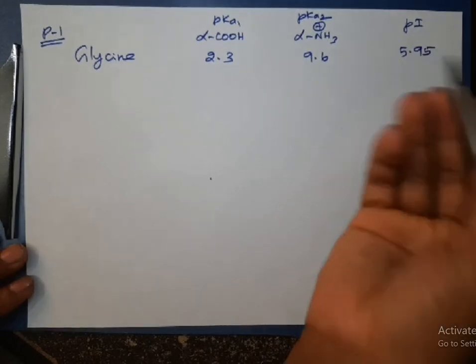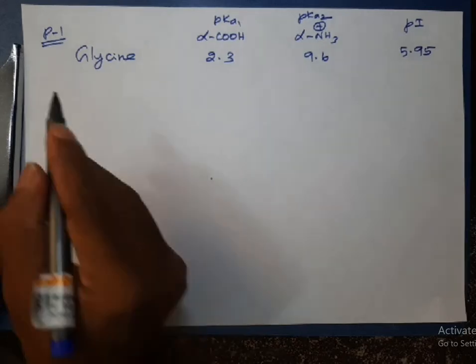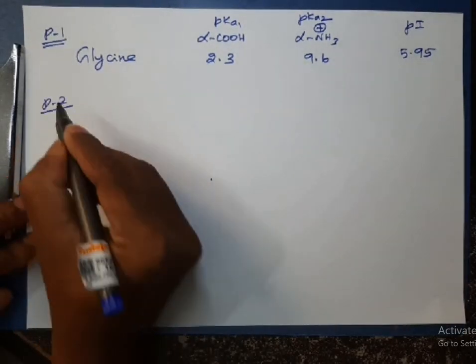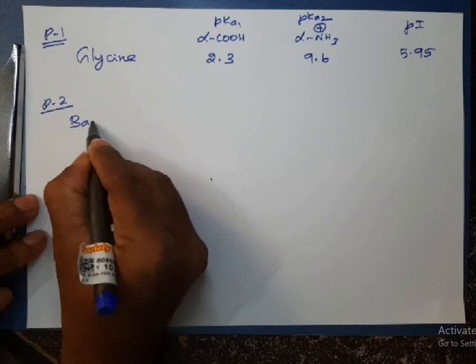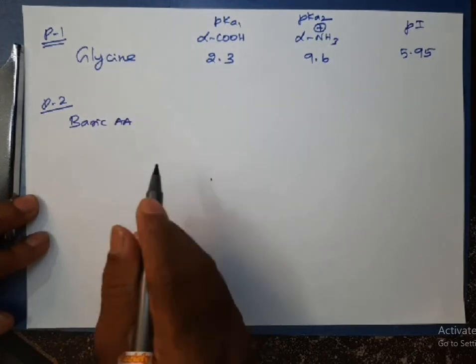5.95. Okay, yes, that's the isoelectric point. Very simple. Suppose I take a basic amino acid. For example, I'll take lysine.